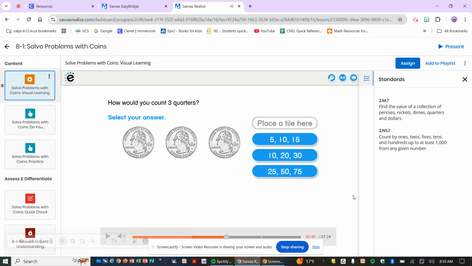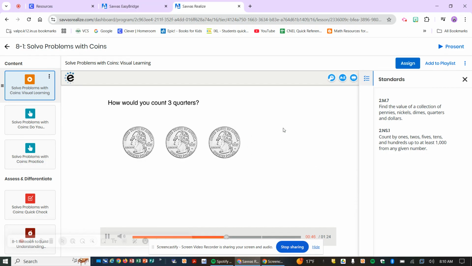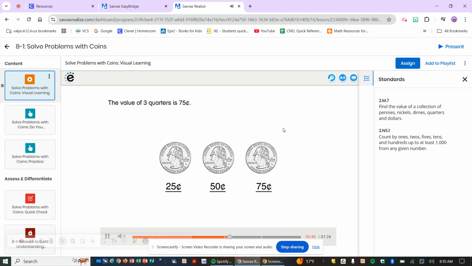Okay, how would we count 3/4? If we know a quarter is worth 25 cents, then we are going to count by groups of 25. So we would say 25, 50, 75. The value.